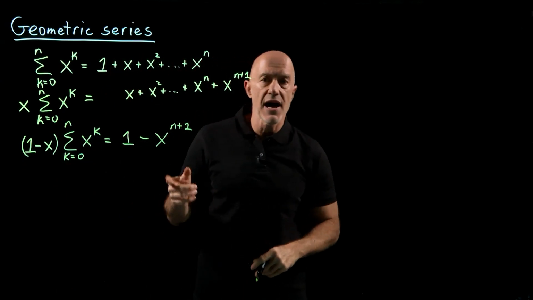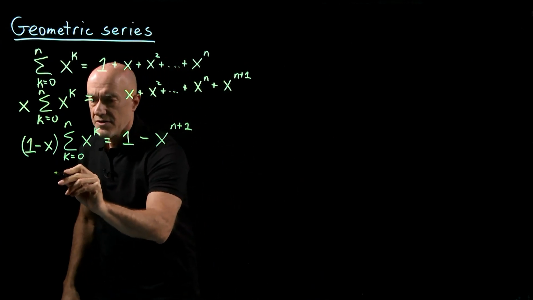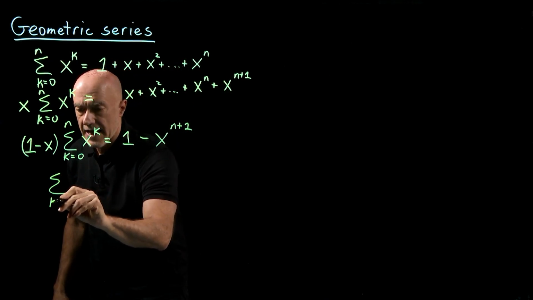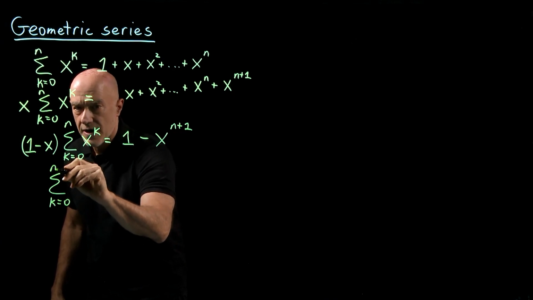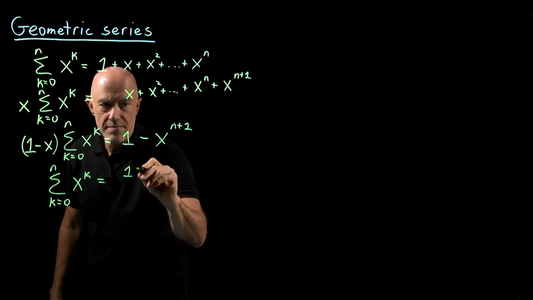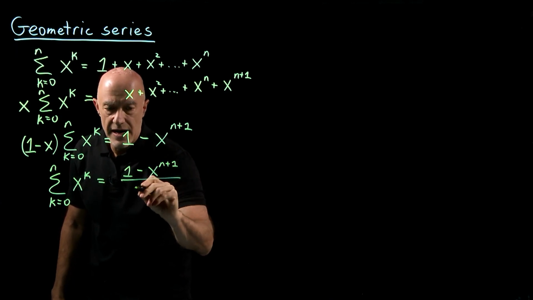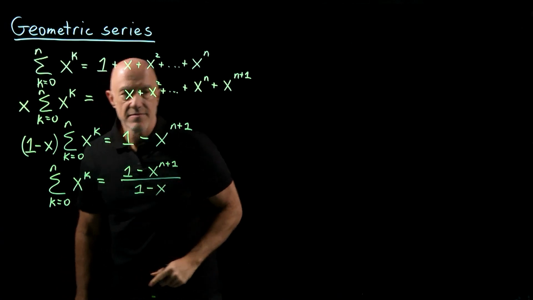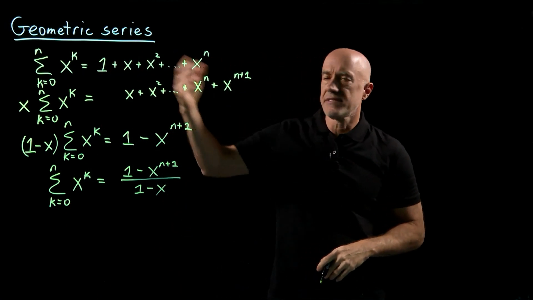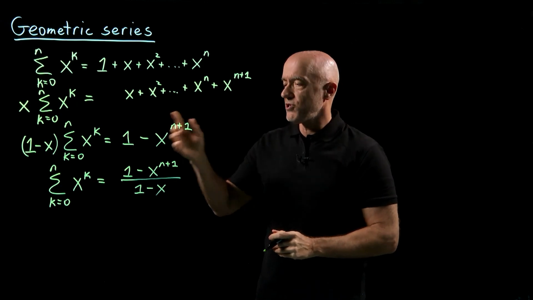And then we can solve for the finite geometric series. So we get the sum from k equals 0 to n of x to the k is equal to 1 minus x to the n plus 1 divided by 1 minus x. Because this is a finite series, there's no problem of convergence.